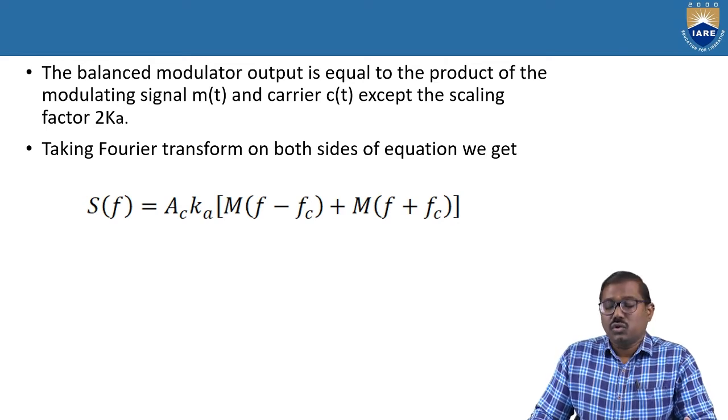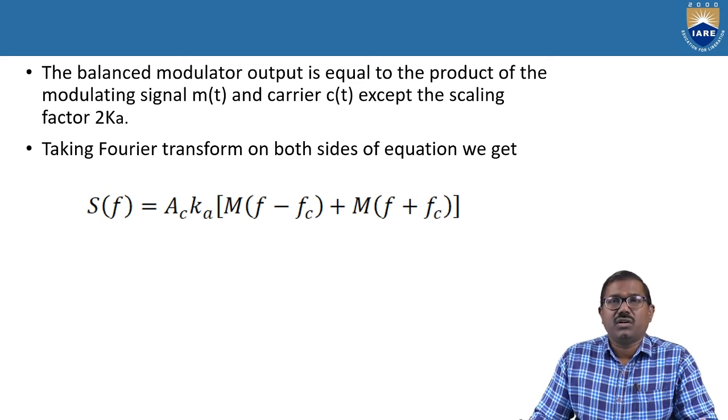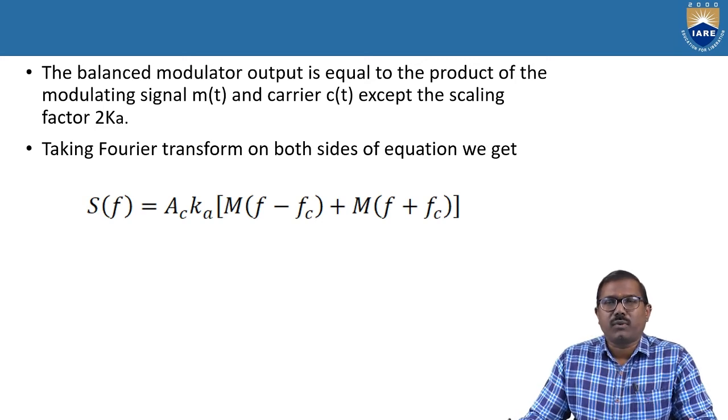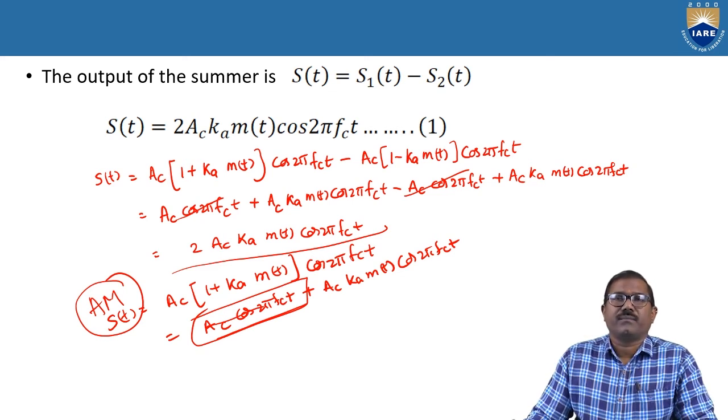In this, S of t is in the time domain. We are taking a Fourier transform on both sides of this equation, so it is converted into the frequency domain. So S of t transforms into S of f, time domain to frequency domain. S of f is equal to Ac Ka [M of f minus fc plus M of f plus fc]. So we are applying the Fourier transform to this equation.